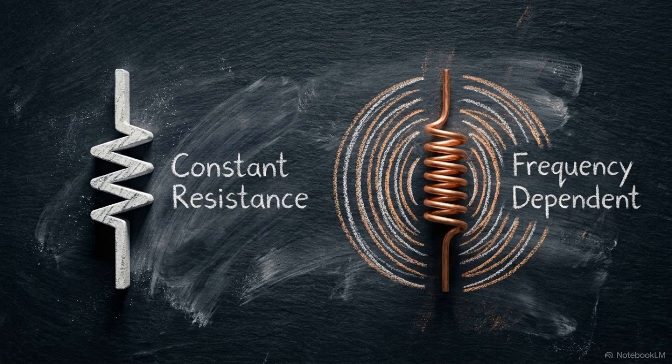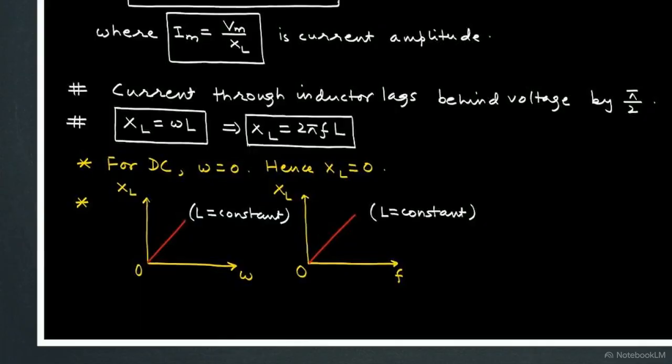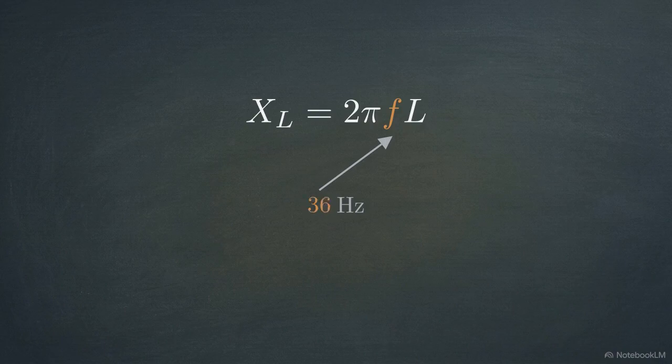Inductive reactance is strictly dependent on the frequency of the AC signal. Looking at these graphs, the relationship is linear. As the AC frequency increases on the x-axis, the inductor's opposition to the current increases proportionally. We can contrast this high-frequency behavior by evaluating the formula at a frequency of absolute zero.